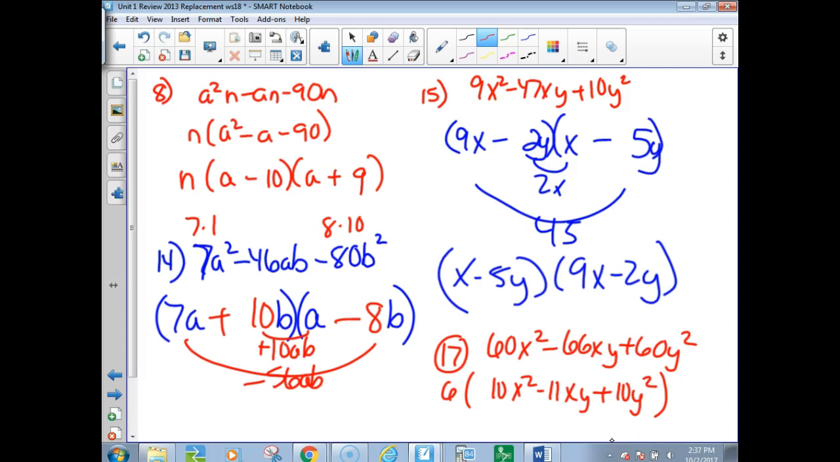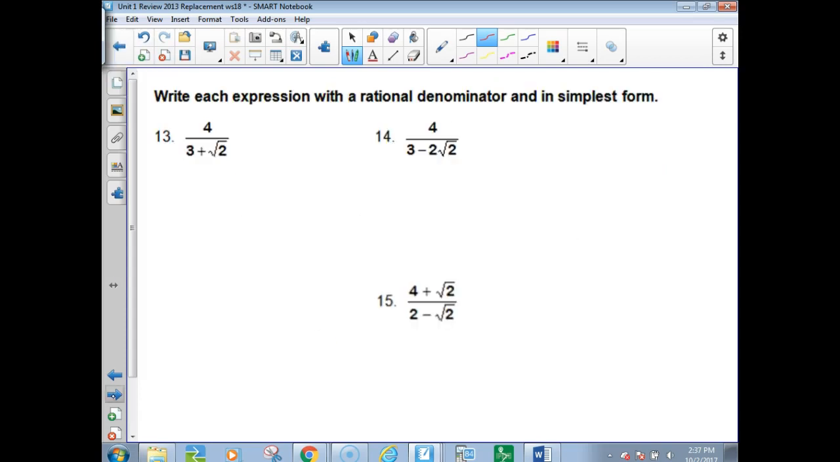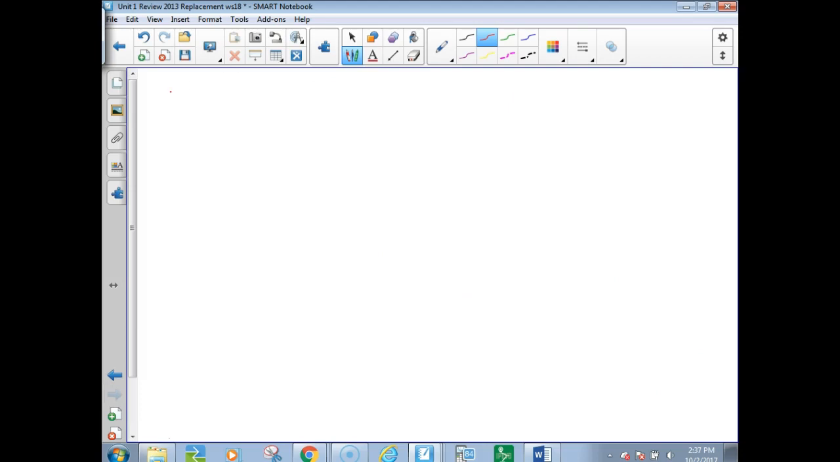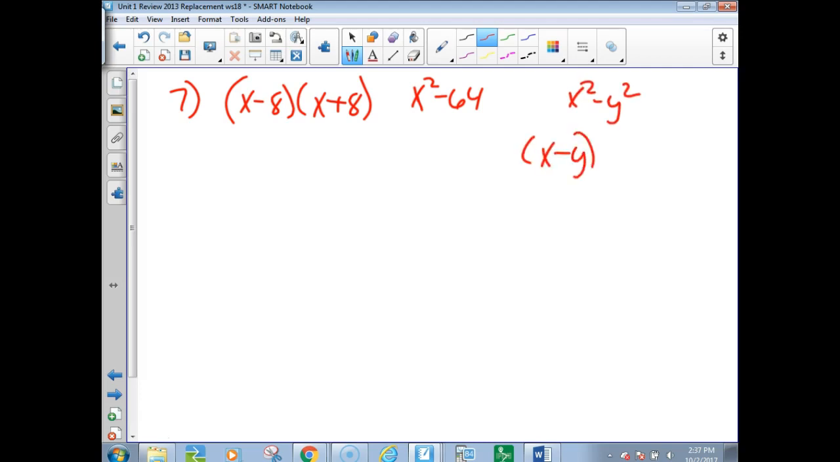Nathan? Number 7? I didn't do that one. 7. Oh, 8x minus 8 times x plus 8. It's the difference of two perfect squares. Whenever you have a perfect square and it has a minus sign, you can factor it. x squared minus y squared factors to x minus y times x plus y. And you can have those flopped.